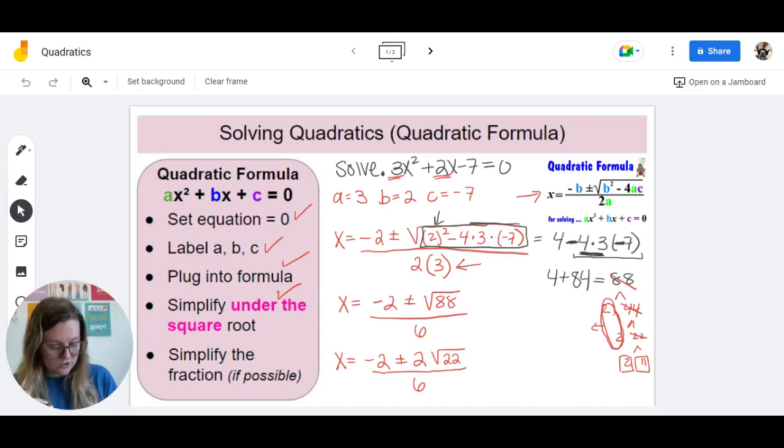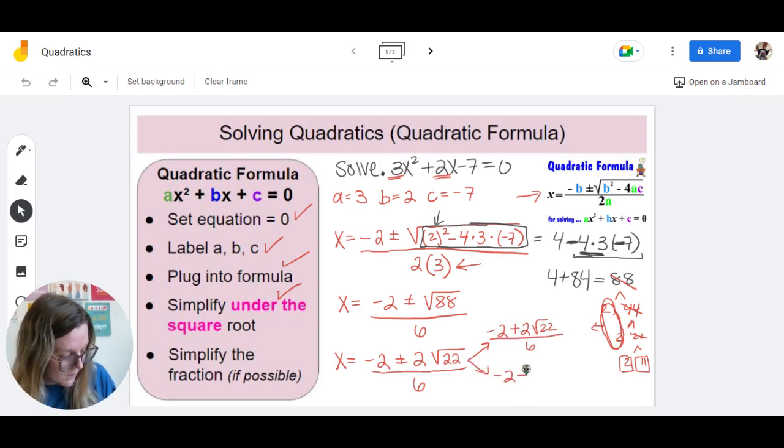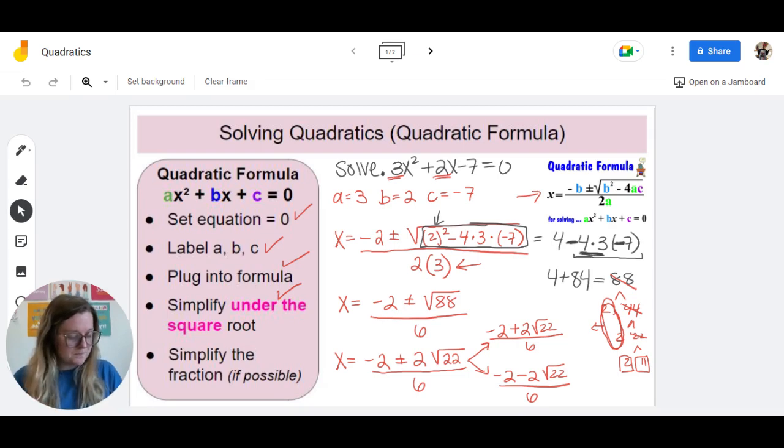Remember, this plus or minus really means I have 2 options. I have negative 2 plus 2 square root 22 over 6, or I have negative 2 minus 2 square root 22, all divided by 6. So I'm going to look at just the top one. I'm going to get rid of my work over here.